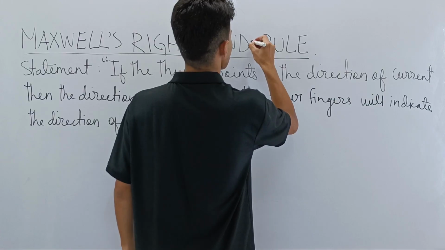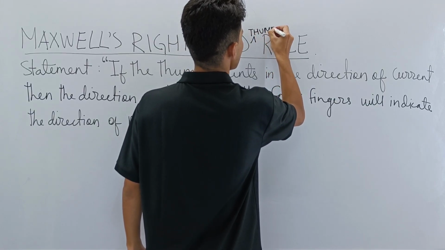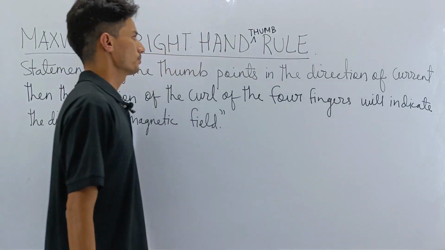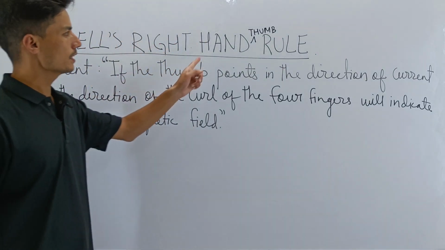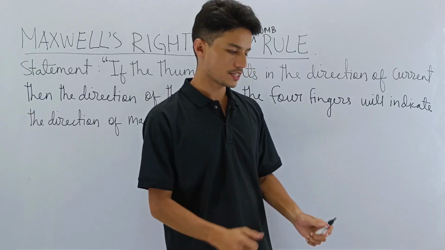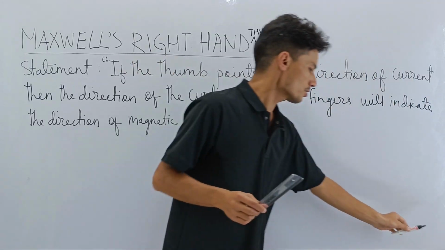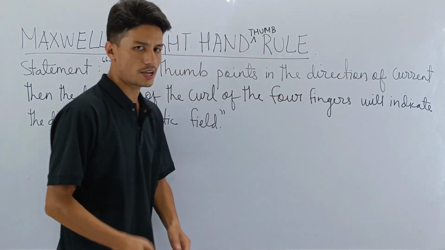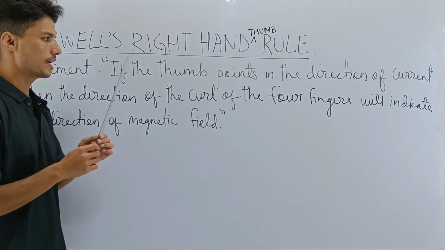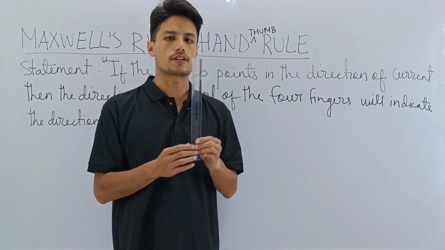So right hand thumb rule. It should be right hand thumb rule. So the rule is Maxwell's right hand thumb rule. Why? Because we are going to use our thumb. So let us understand in detail this Maxwell's right hand thumb rule. I have a scale here, and this will act as the wire where current will be flowing.